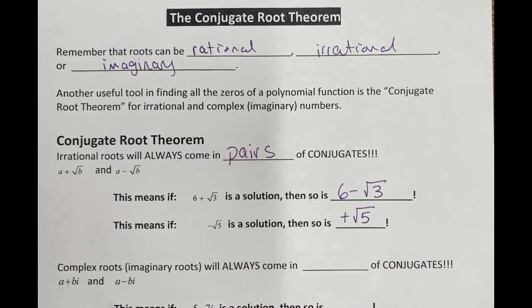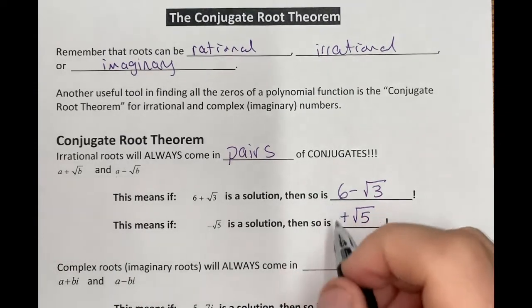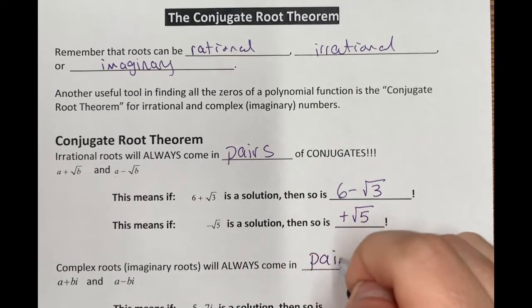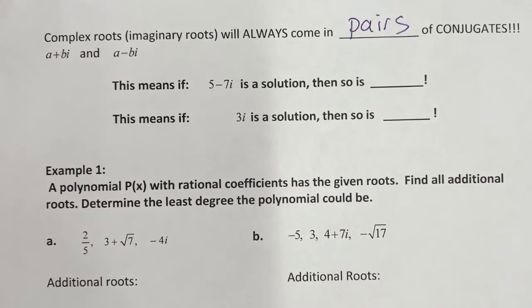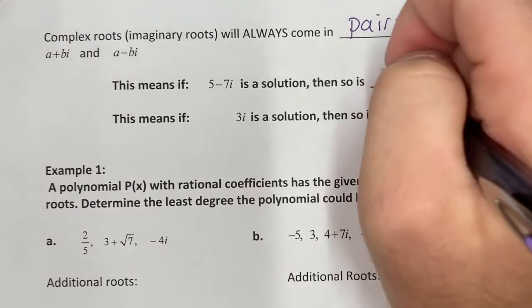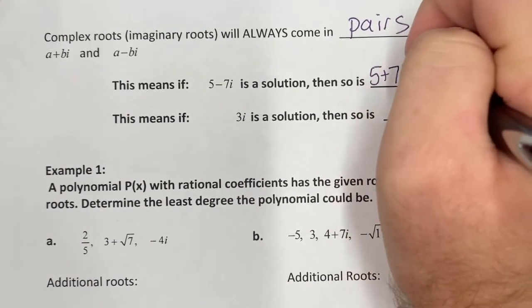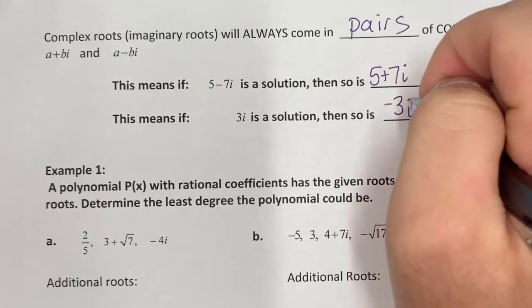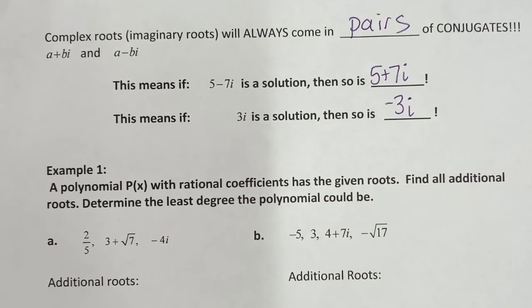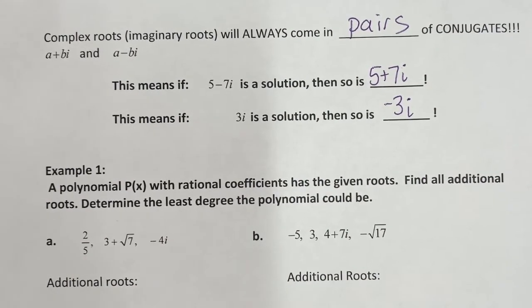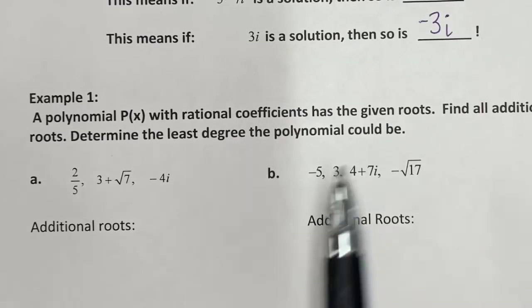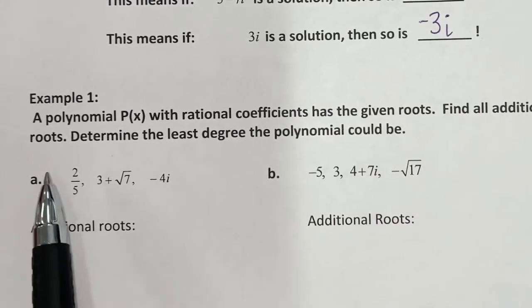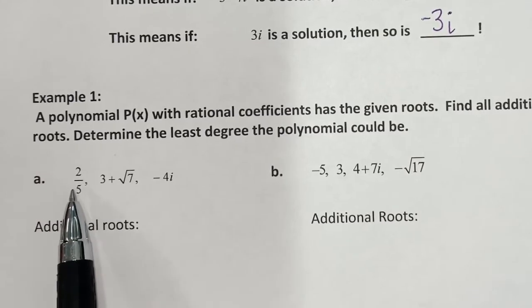The same is true for complex or imaginary roots. They will always come in pairs also. This means that if 5 minus 7i is a solution, then so is 5 plus 7i. If 3i is a solution or a root, this means that negative 3i is also a root. This only works for irrational or complex roots. A polynomial p of x with rational coefficients has the given roots. Find all additional roots. 2 over 5 is a rational number, so there are no additional roots for that.